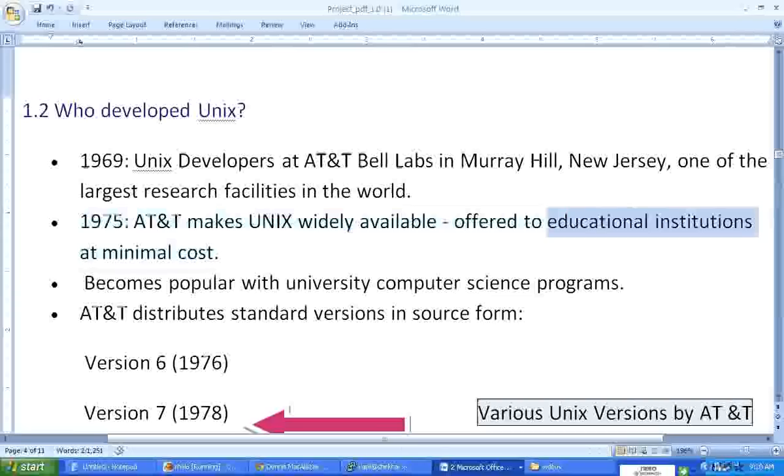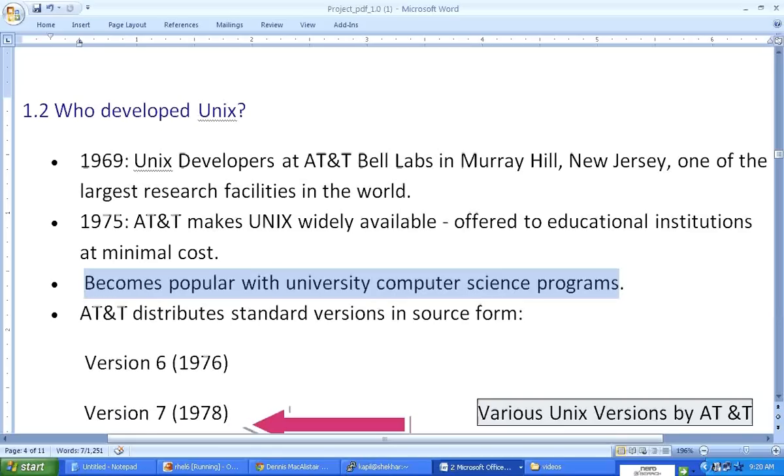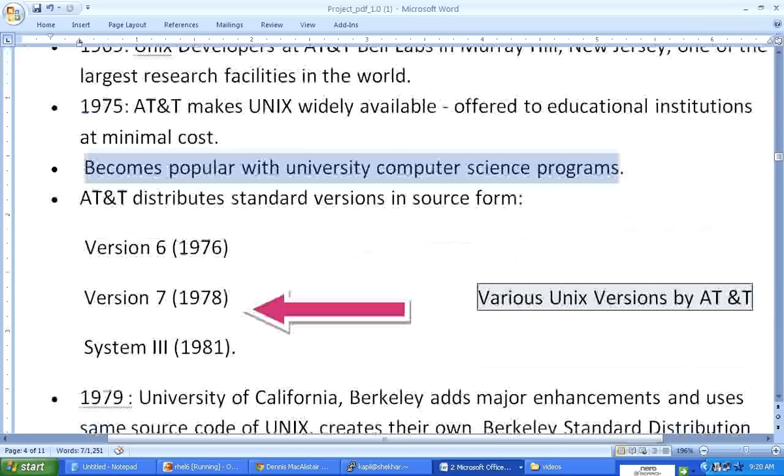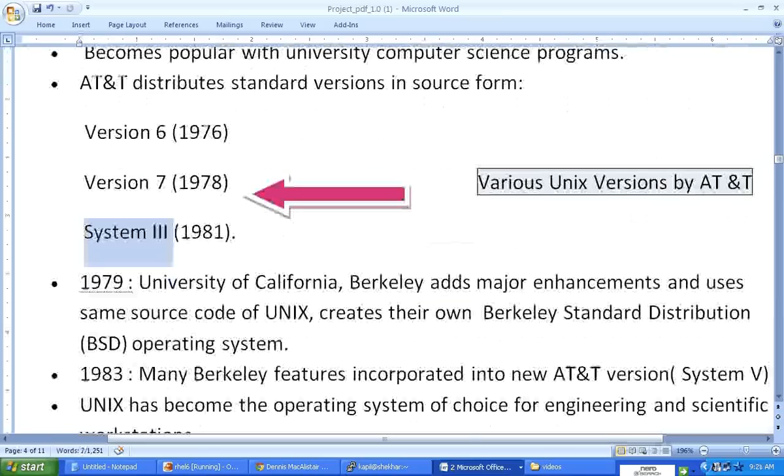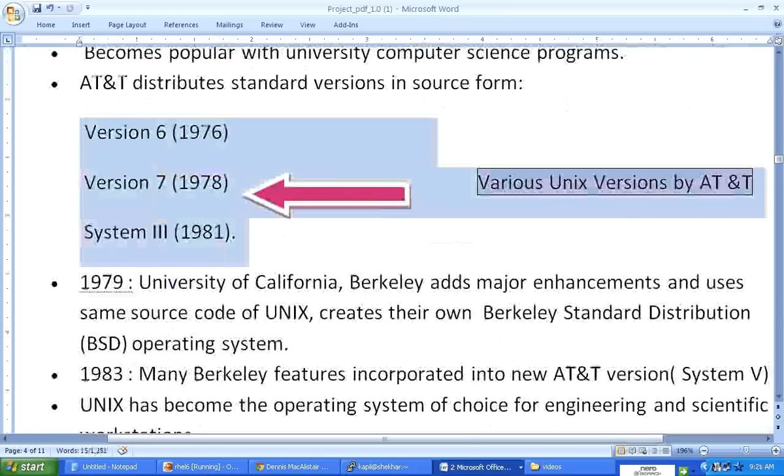They made it available in the research departments of many educational institutions, and one of the main institutions which picked it up and made great things out of it is the University of California, Berkeley. After 1975, it became extremely popular in the PhD departments of all the computer science departments of universities in the US. Additions were then made to AT&T's versions, and those versions were called version 6, version 7, and later System 3.